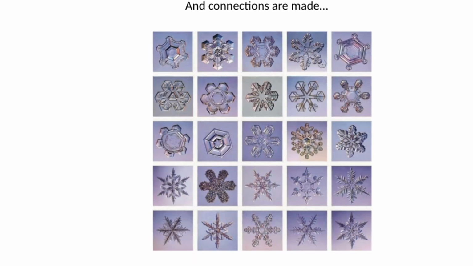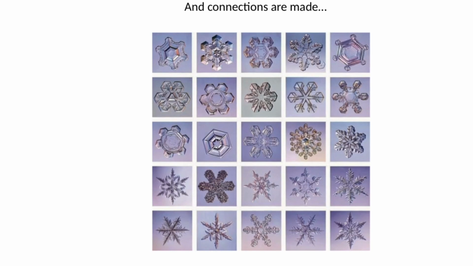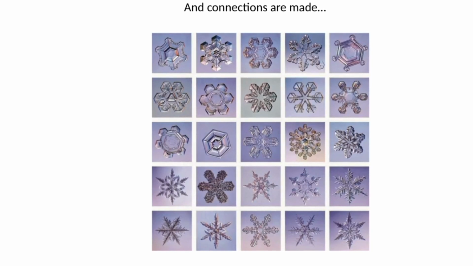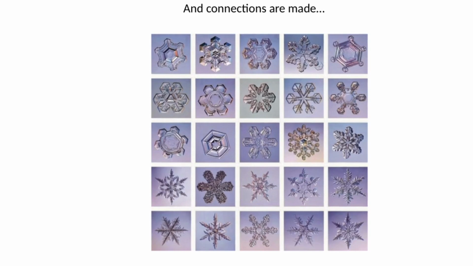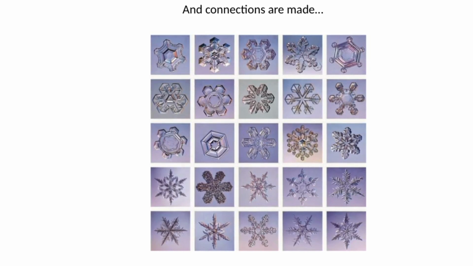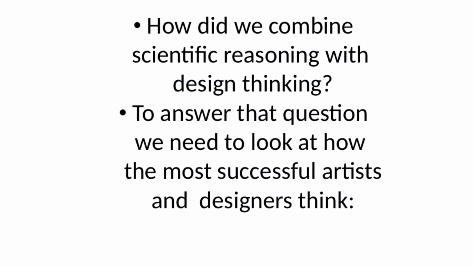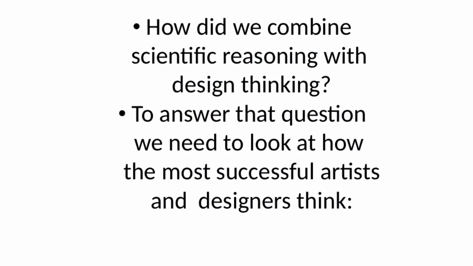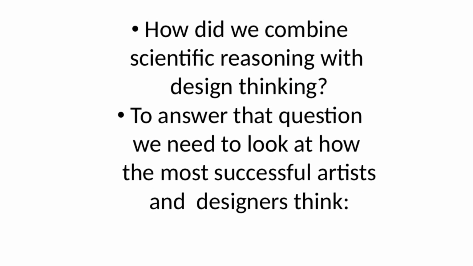And connections are made. Why am I showing you a picture of snowflakes? What is the connection between ice crystals and toothpick sculptures? And how did my students discover such a connection? More about that later. First, I want to get to the thinking process we used, how I taught the lesson. How do we combine scientific reasoning with design thinking? To answer that question, we need to look at how the most successful artists and designers think.